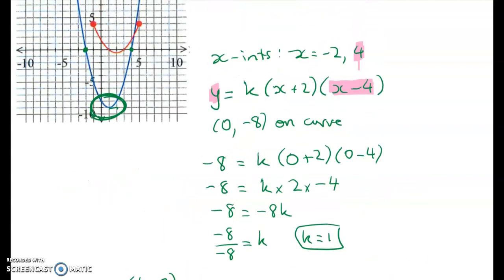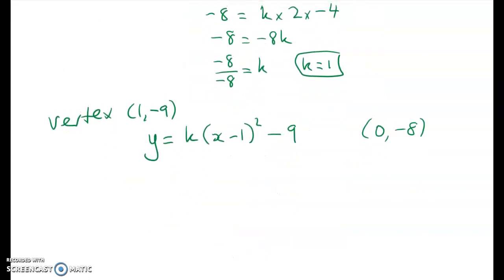I could use these points here, though. I could use the x-intercepts, or I could use any other blobby point like this one here. But (0, -8) is pretty easy. So we've got this: -8 is equal to k times (0 minus 1) squared, take away 9. So now we just apply BEDMAS and clean this up.